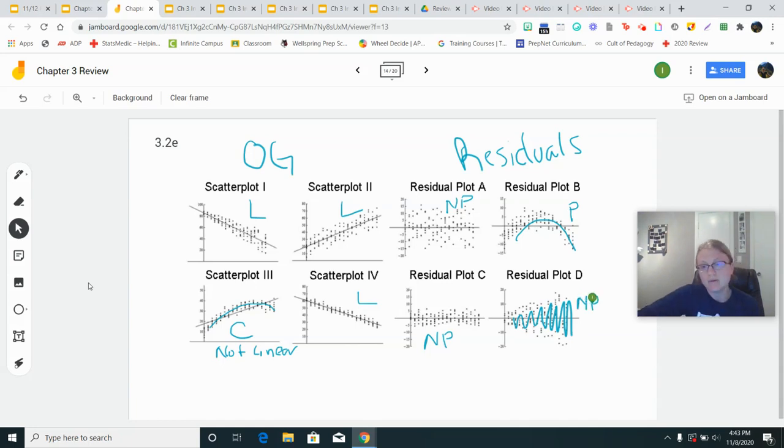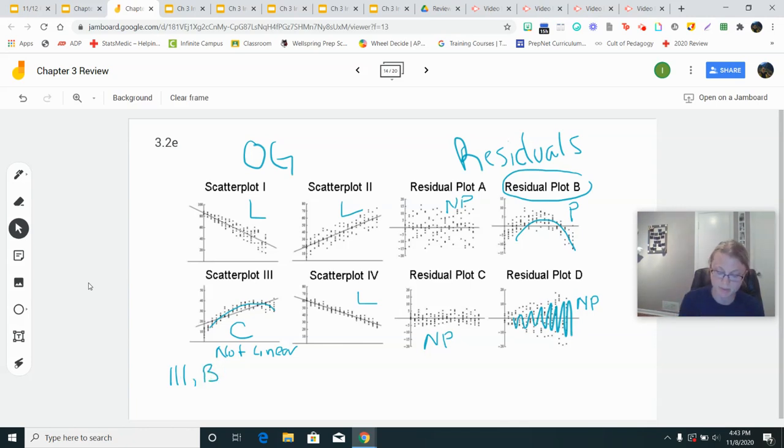So we now want to match up any residual plot that has a pattern, which means the original data is not linear. So in this case, plot B has a pattern and scatter plot 3 is not linear. So these two would go together. If I had the scatter plot, I could describe it as not linear. If I didn't have the scatter plot, only had the residual plot, I could then also go, ooh, that has a pattern. That means the original data is probably not linear. So in this case, scatter plot 3 and residual plot B would probably match up.